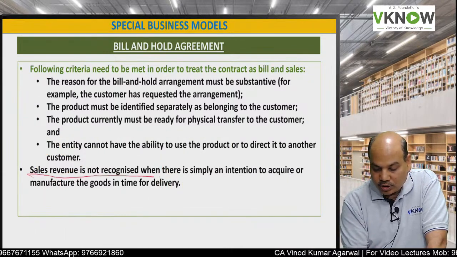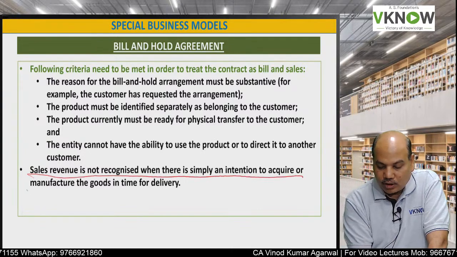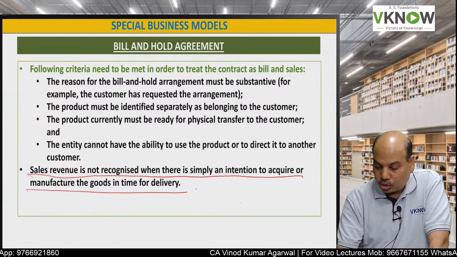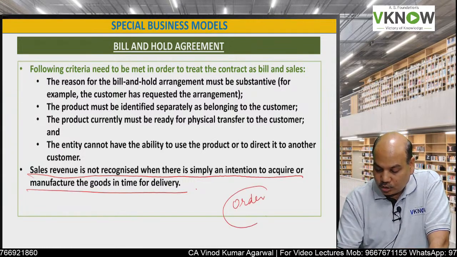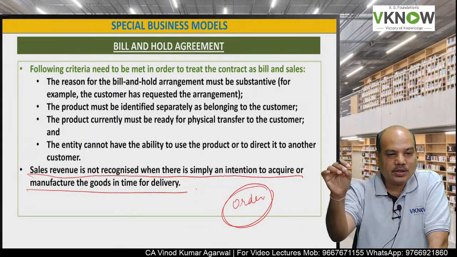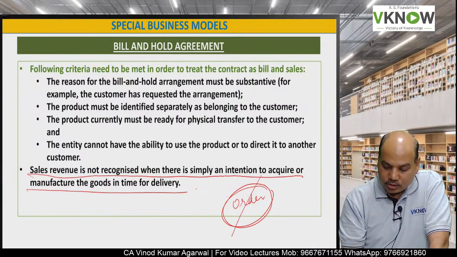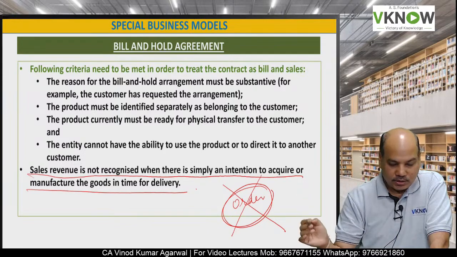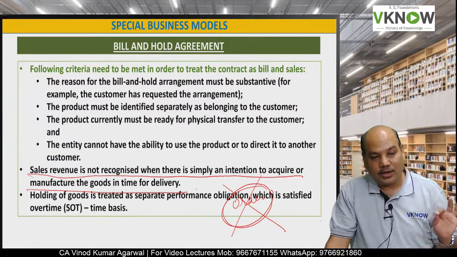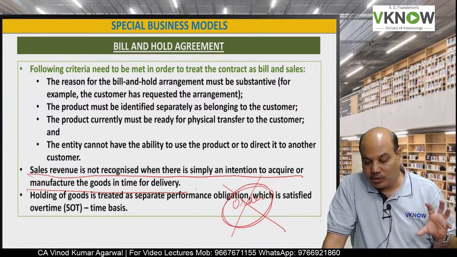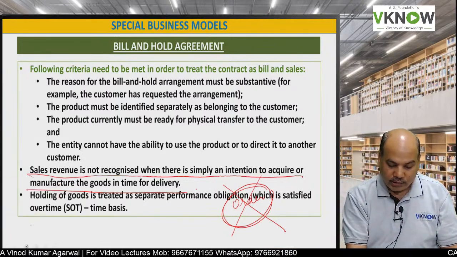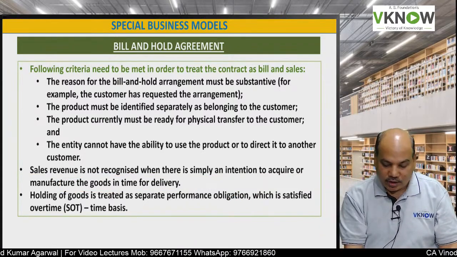Sales revenue is not recognized when there is simply an intention to acquire or manufacture the goods in time for delivery. So you place an order with a supplier. Supplier says, I am going to manufacture in 3 months and then I will deliver it to you. Revenue is not recognized in such cases, when the item is not ready, but will be acquired or manufactured in a future time period. So the amount received from the customer is treated as advance.